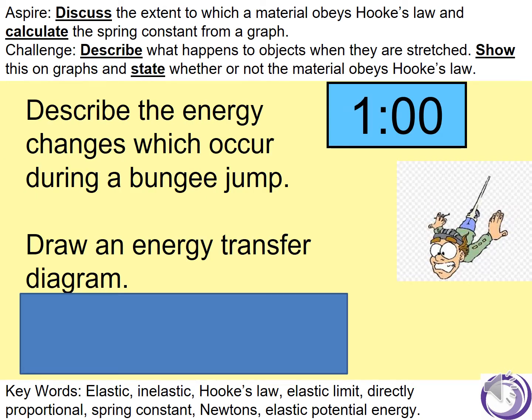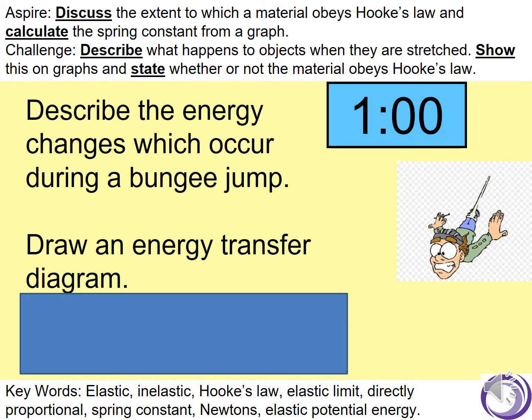So we're going to bring some words together. First of all, I'd like you to do a little bit of thinking. On the right hand side we've got a bungee jumper as a cartoon picture with a piece of elastic around their legs. You need to describe the energy changes which could occur during a bungee jump.